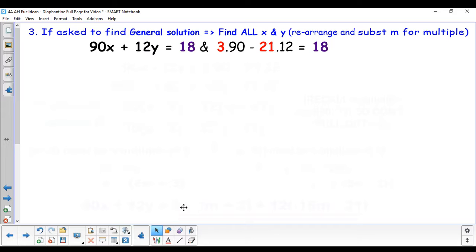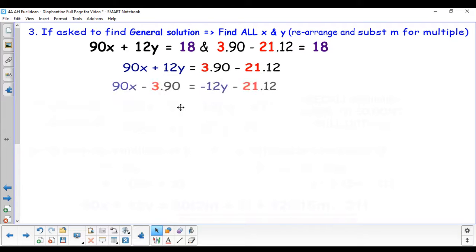How do you find the general solution of that? I'll remind you about general solutions. If you have equals 18 and equals 18, then you can set 90x plus 12y equal to 3 lots of 90 minus 21 times 12. Bring the 90s together, bring the 12s together. Be careful here, because the temptation is to pull out minus 12, but it's a plus 12 there, and you have to have it the same as this. If you pull out 90, you'll have x take 3, and because it's a 12, you need the 12 there, then you'll have minus y minus 21 in the bracket, which is fine.